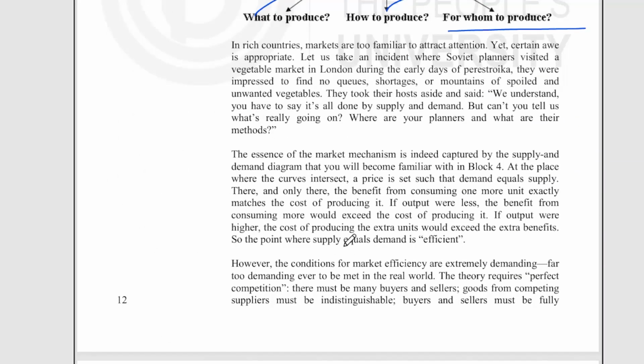Okay. And in rich countries, markets are too familiar to attract attention. So let us take an incident where a Soviet planner visited a vegetable market in London during the early days of perestroika. They were impressed to find no queues and no shortage, only a mountain of spoiled and unwanted vegetables. They took their host aside and said, "We understand you have to say it's all done by supply and demand, but can you not tell us what's really going on, and where are your planners, and what are their methods?"